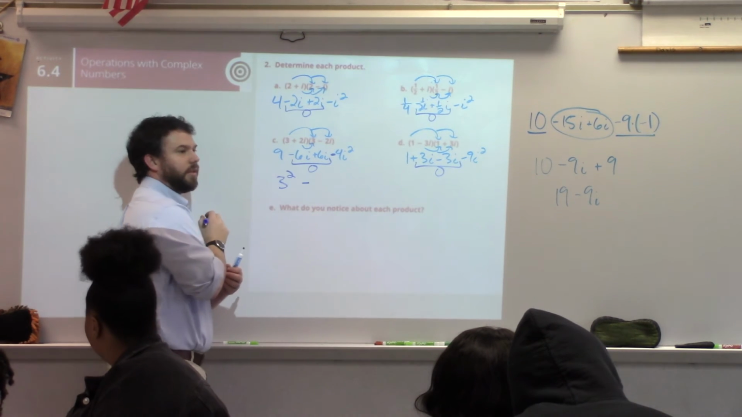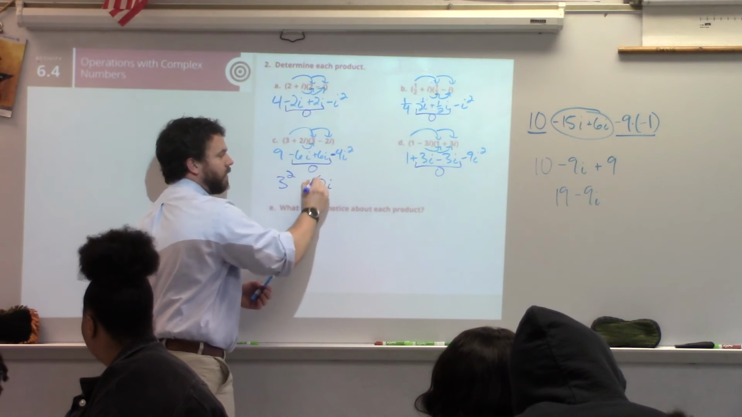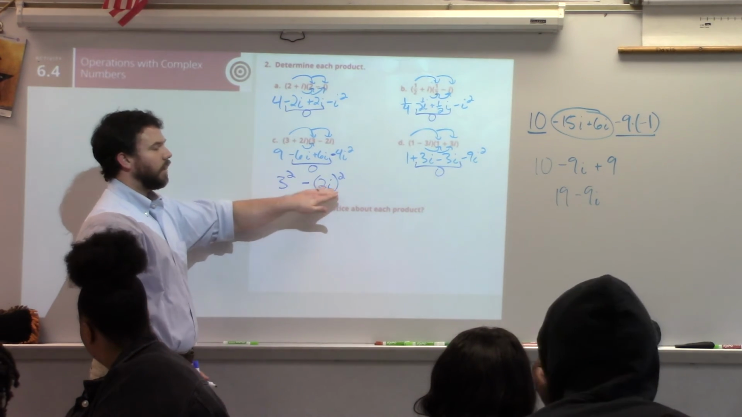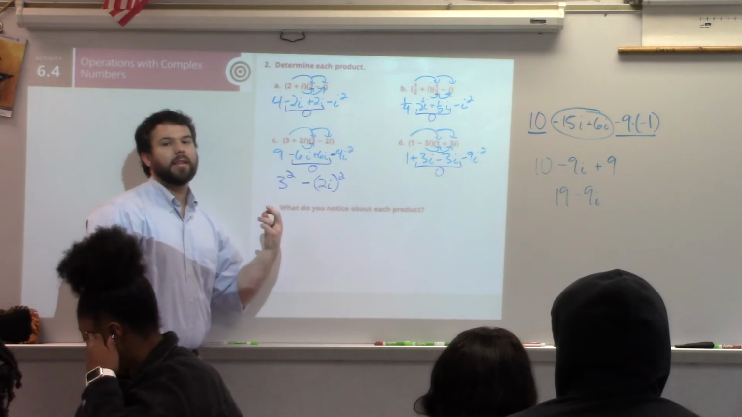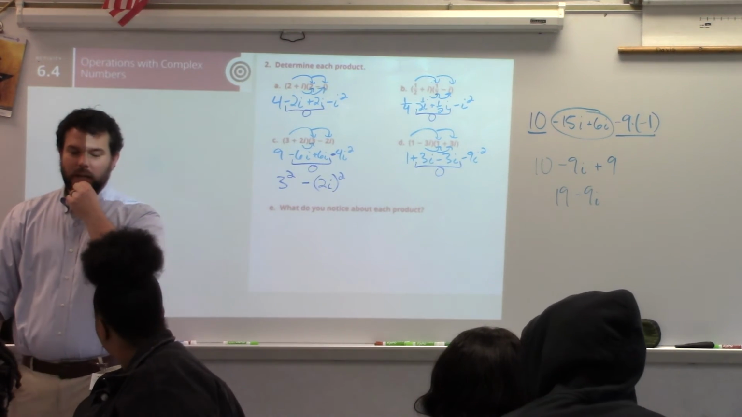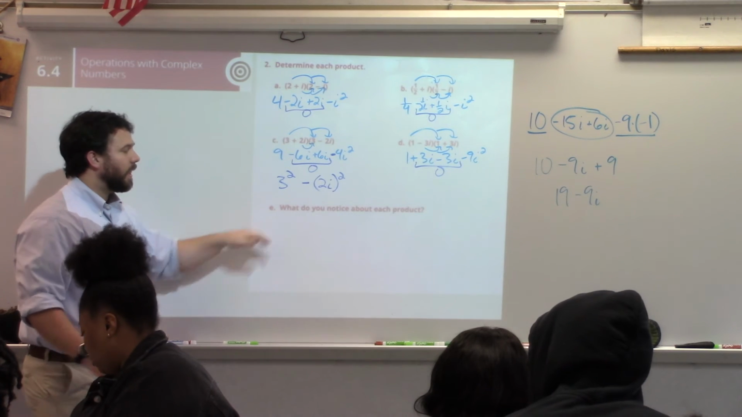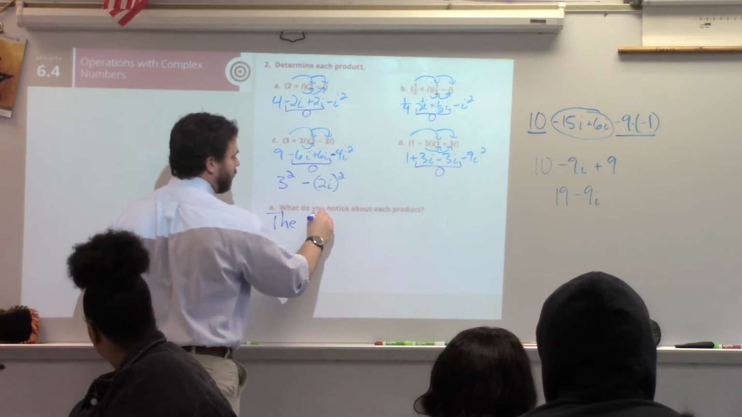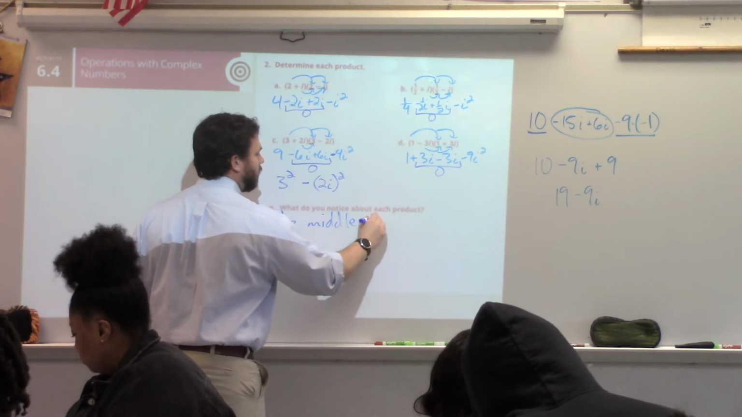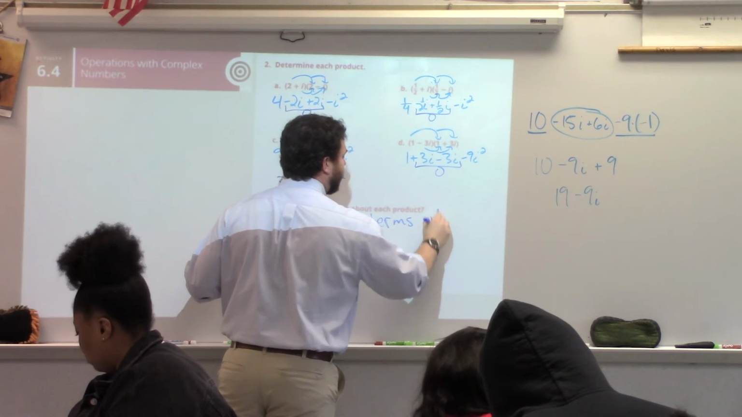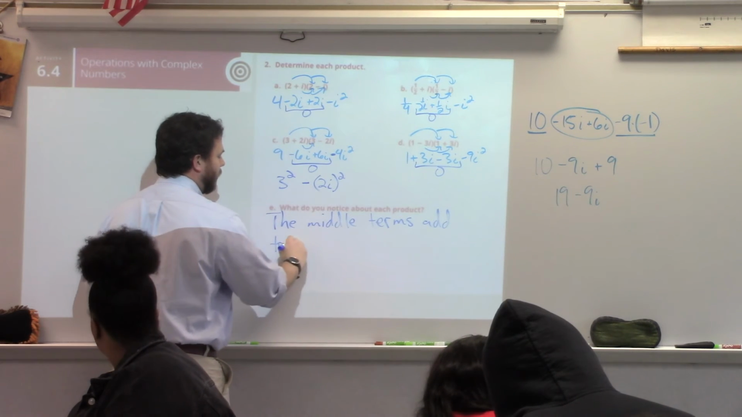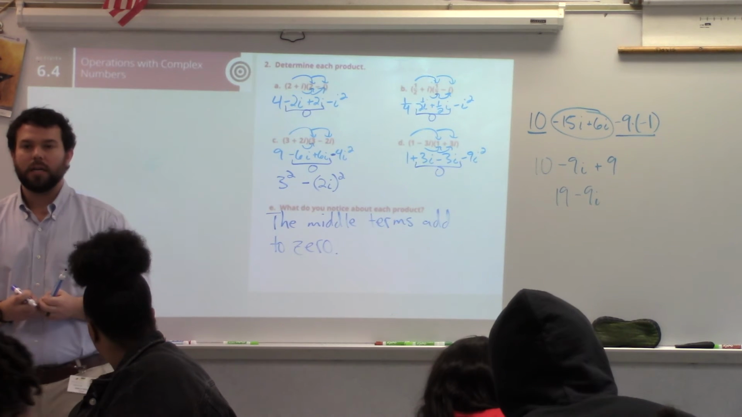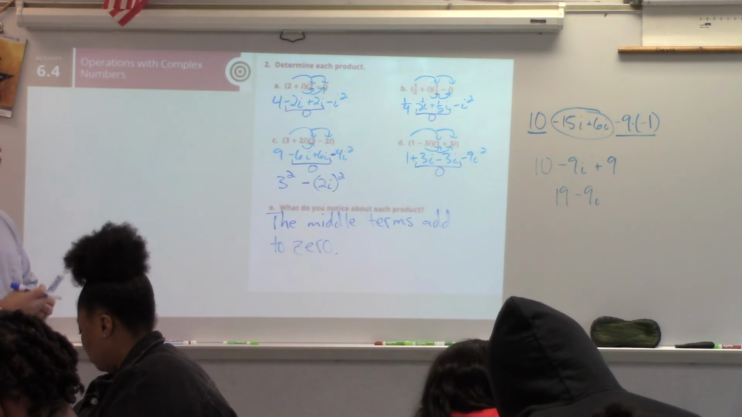Because that's what being squared? 2i times 2, or negative... well, it's 2i times 2i, which is 2i squared. That's why the name of this is a difference of squares. And so, what do you notice about each product? The middle terms add to what? Zero. The middle terms add to 0. And this is going to matter a whole lot in activity 6.5.